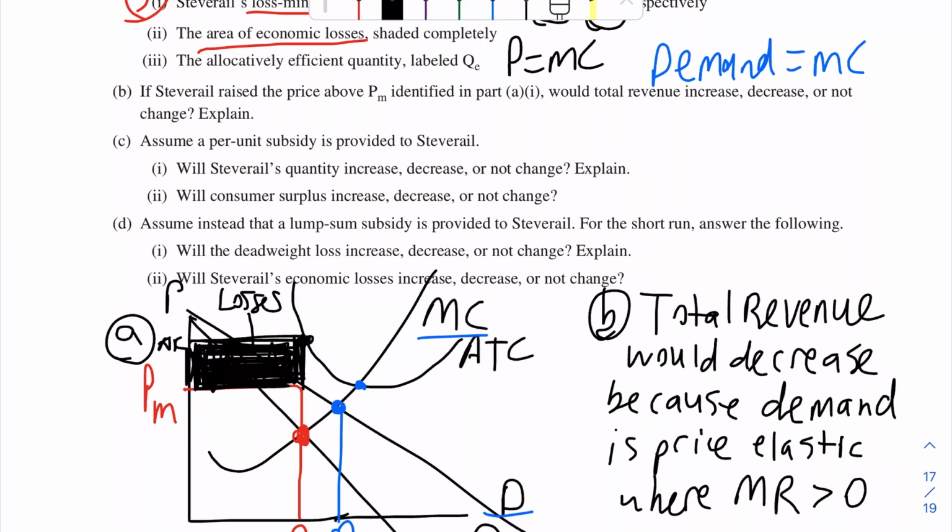Okay, so that's part B. That's all you have to say: total revenue would decrease because it's price elastic. Part C. Assume a per unit subsidy is provided to Steve Rowe. A per unit subsidy means extra money, right? So that means if you have more money, your cost goes down. Marginal cost goes down. If your marginal cost goes down, what happens to your quantity?